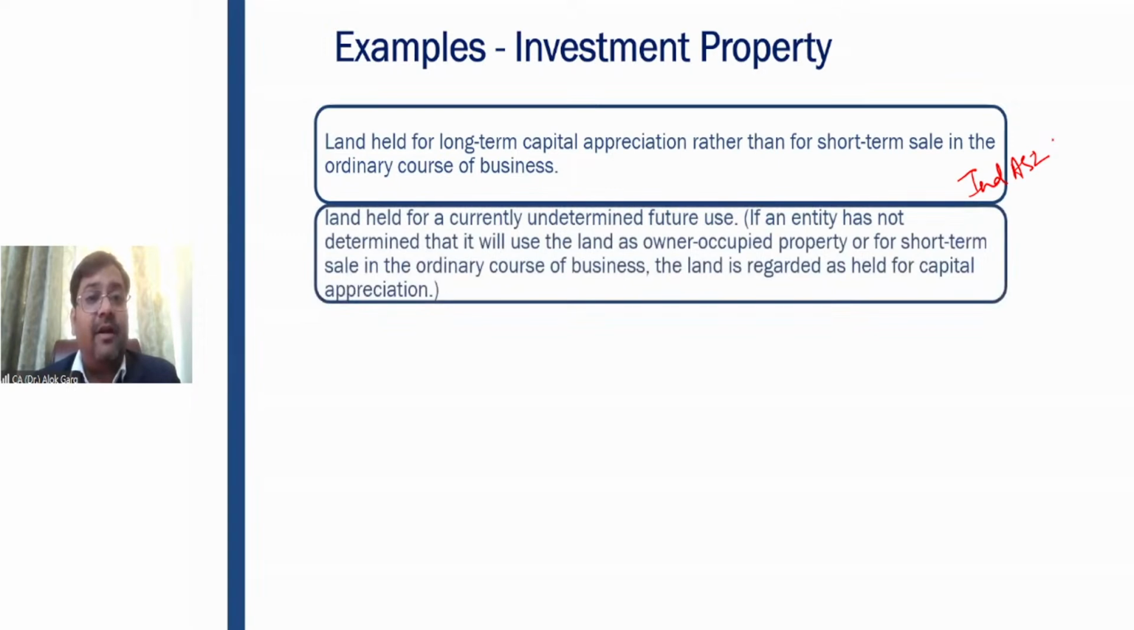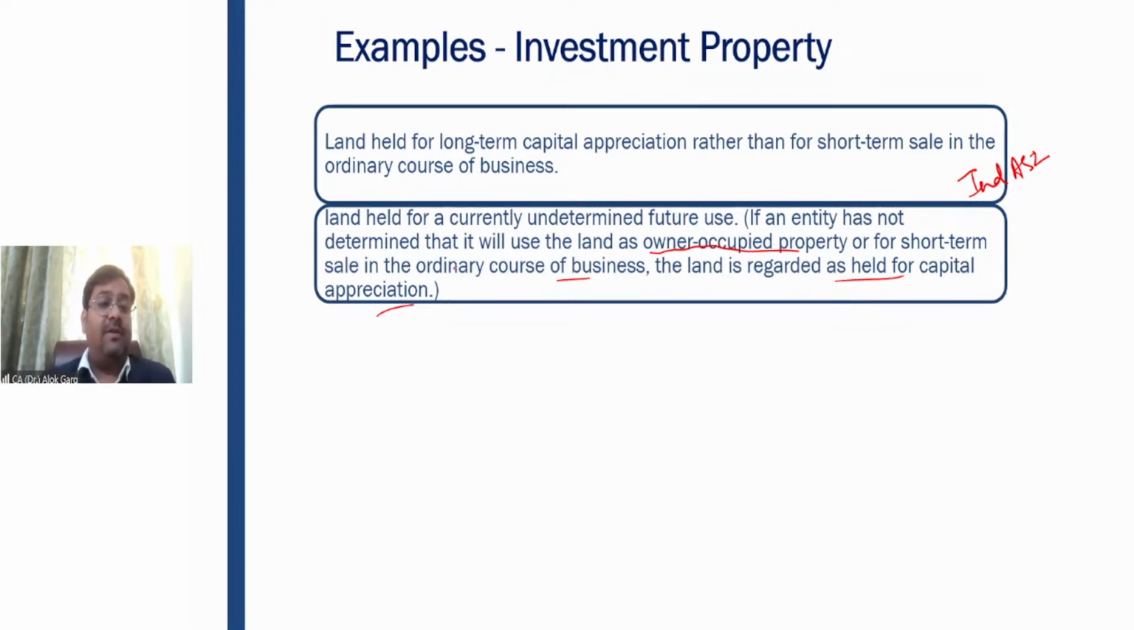Land held for a currently undetermined future use, right? If an entity has not determined that it will use the land as PP, owner occupied property, or for a short-term sale in the ordinary course of business, the land is regarded as held for capital appreciation. For example, the company had some surplus funds, and the company has just invested those surplus funds into some plot of land, right?